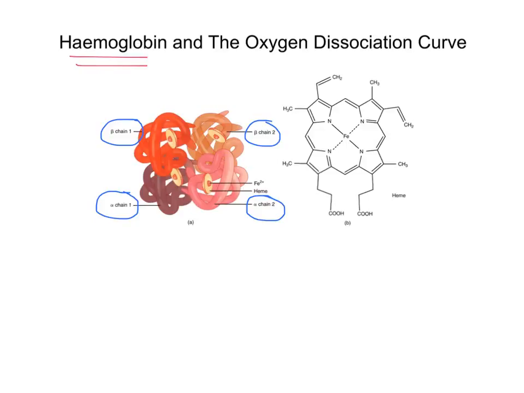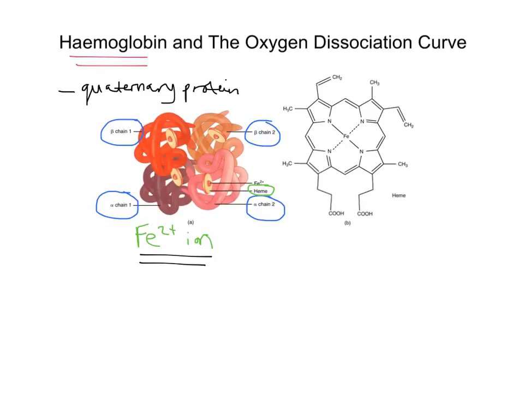Now, each chain contains a heme group. It's spelled on here H-E-M-E. I've spelled it in the past H-A-E-M. All essentially the same thing. What we've got is this heme group here, and the red dot represents an Fe2+ ion, an iron ion, Fe being the symbol for iron. So that's really important, that we've got this Fe2+ ion there as part of the heme group. And I'll just make a note, as I said, that this is a quaternary protein. By quaternary protein, I essentially mean it's got multiple polypeptide chains, and this one has 4. 1, 2, 3, 4.